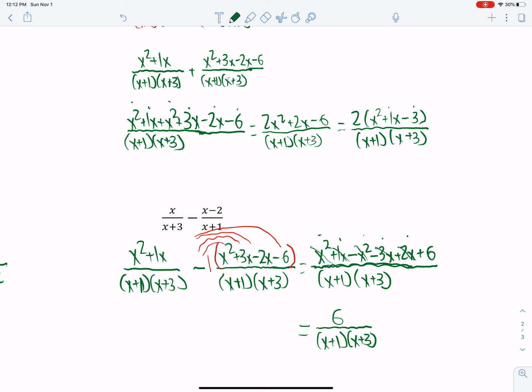We're going to spend a lot of time in our upcoming sections of Chapter 7 looking at adding, subtracting, multiplying, and dividing rational expressions.